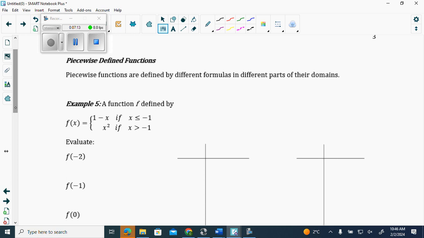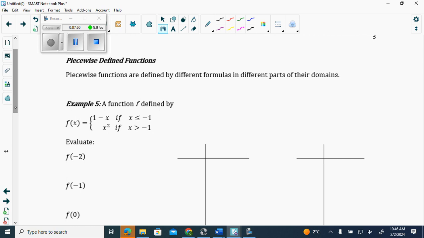So here we have piecewise functions, which are defined by different formulas in different parts of their domain. So for example, there's not one equation that is going to represent this graph. This graph is f of x. So f of x is 1 minus x for all x values less than or equal to -1. So I could technically draw the line 1 minus x. I could draw that whole line, but I would erase everything that's greater than -1, right? Because it doesn't exist. It stops. That's what it says. So from negative infinity to -1, I draw the line 1 minus x.